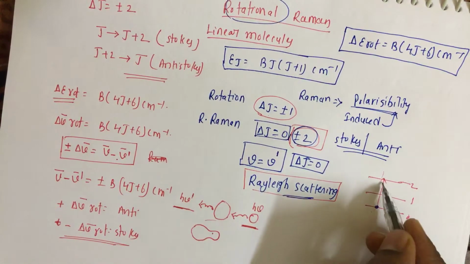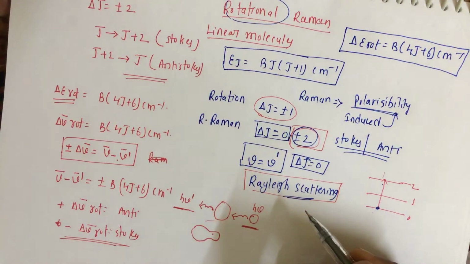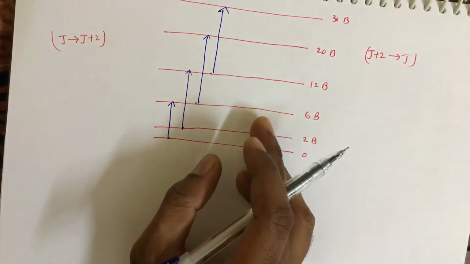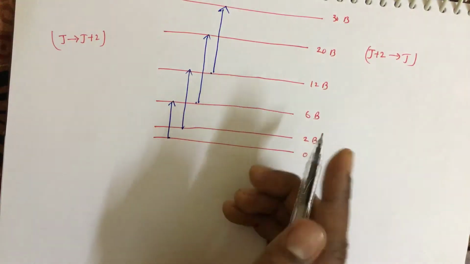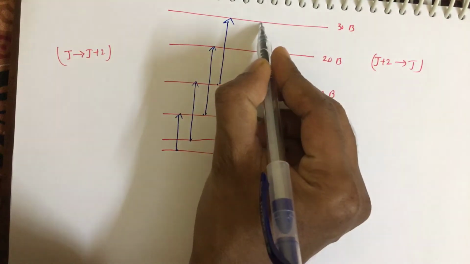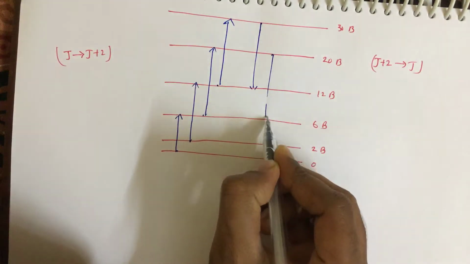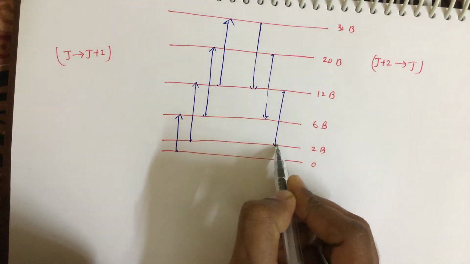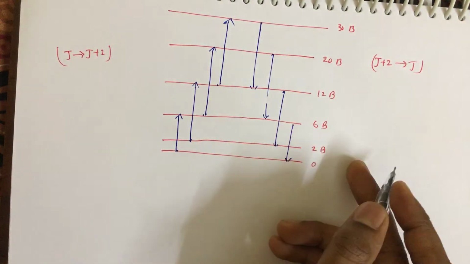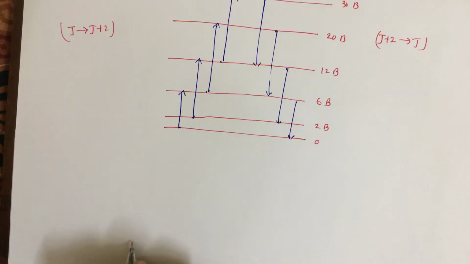Whatever I said here, I have explained here. I said 0 to 2, because of plus or minus 2, two photons are involved, so a two quantum rotational jump will take place. So this is for the Stokes lines. And for anti-Stokes lines, as we can see here, J plus 2 to J, that means from here to here, and from here to here, then here to here, and here to here. This is for the anti-Stokes lines. This is anti-Stokes lines, and this is the Stokes lines, and the overall spectrum looks like this.